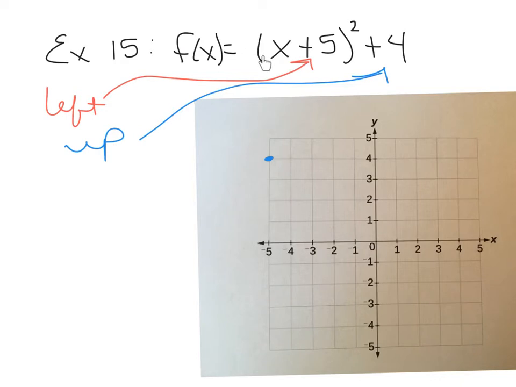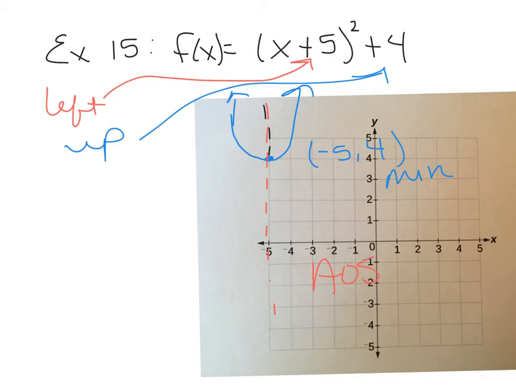There's no negative here, so this parabola opens up, and there is nothing here to change my coefficient off of the 1, so this is a standard width parabola. So this parabola will look something like this. It does go off my graph, but that's okay. This vertex is at (-5, 4). It's a minimum. The axis of symmetry comes straight down here, and the equation for that is x equals -5.